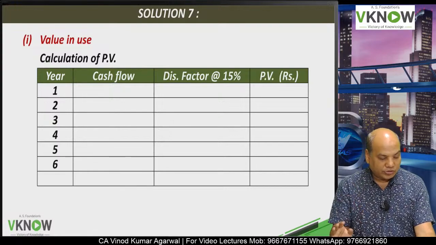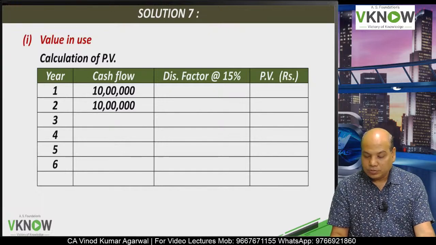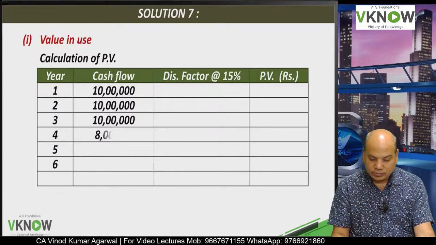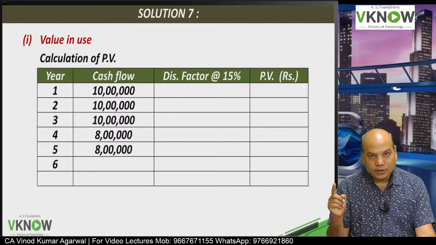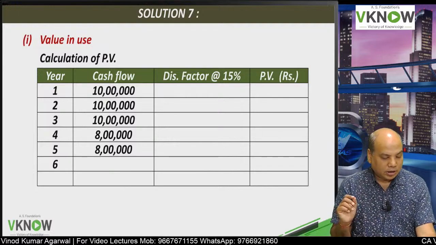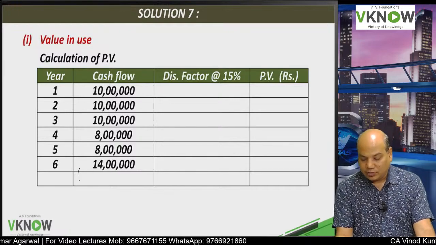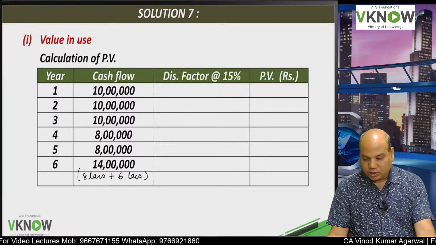Those who have the book can check in the book. I have prepared the answer for you. Cash flow will be 10 lakh for first, second, third year, 8 lakh for fourth and fifth year, and in the last year it will be 8 lakh plus salvage value, 8 lakh plus 6 lakh, that is 14 lakh.